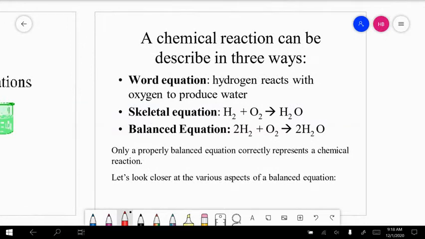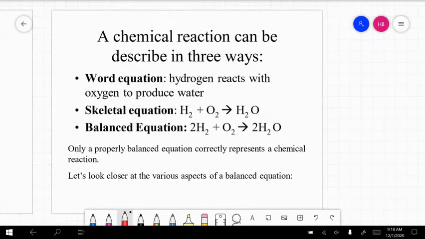So a chemical reaction can be described in three ways. You can use English words, hydrogen reacts with oxygen to produce water, and turn that into a skeletal equation, H2 plus O2 equals H2O. But the problem with that skeletal equation is that you have two molecules of oxygen going in the reactant side and only one in the product side, and that can't be.